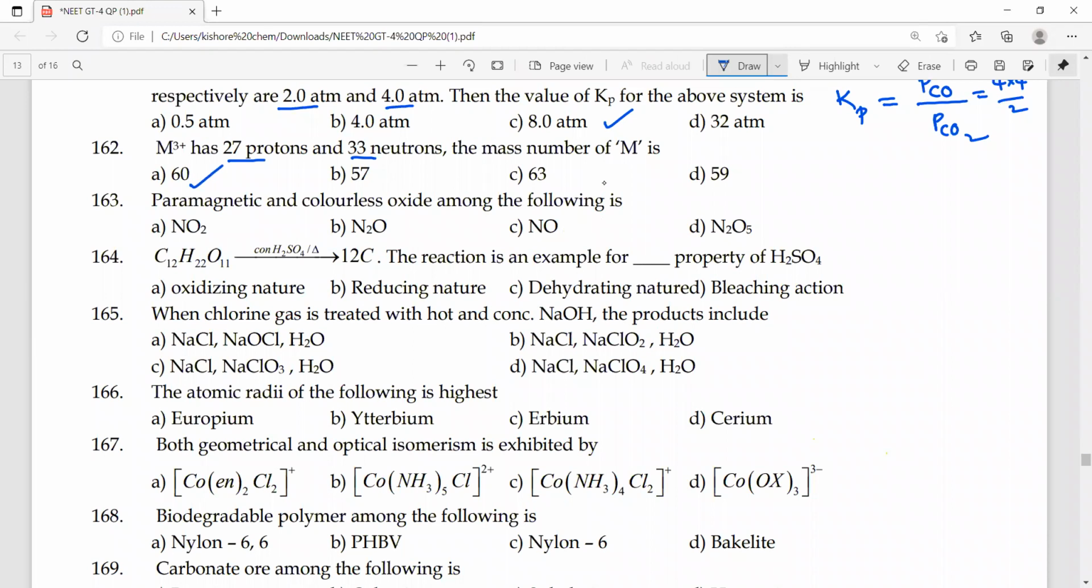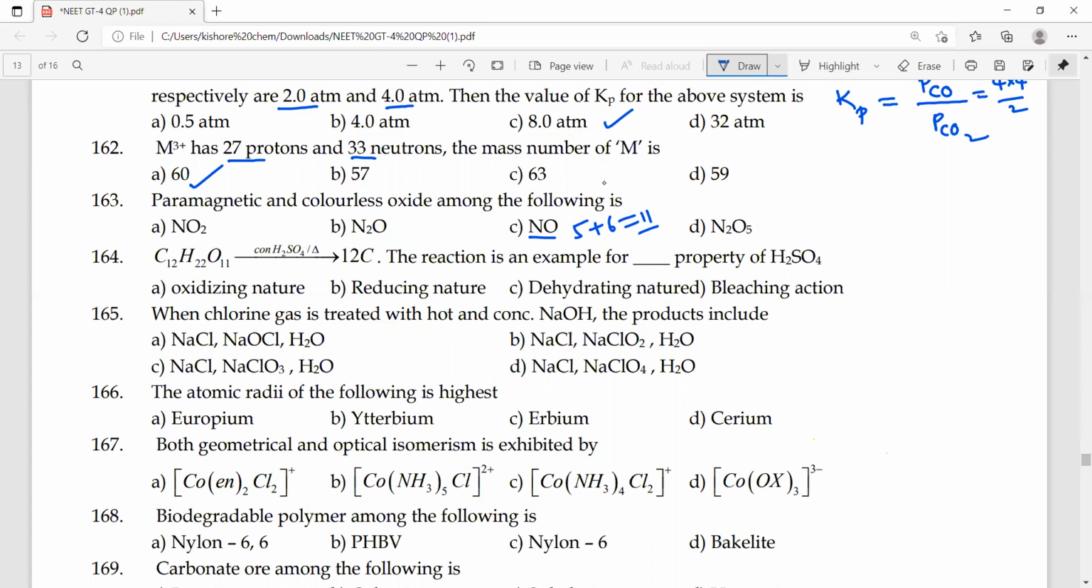Paramagnetic substance: a substance which contains an odd number of electrons has paramagnetic nature. Nitrogen group number 5, oxygen group number 6. 5 plus 6, 11, odd number. It is of which nature? Paramagnetic nature.